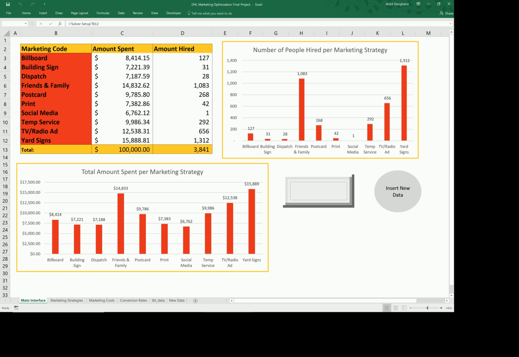So now we have a solution that looks a little more even across platforms and allows the losers to also have their chance at bringing in applicants. As we can see here, the highest are still yard signs and friends and family, but things like social media and the building signs, which didn't have as much ad spend before, now are having more money allocated towards them.